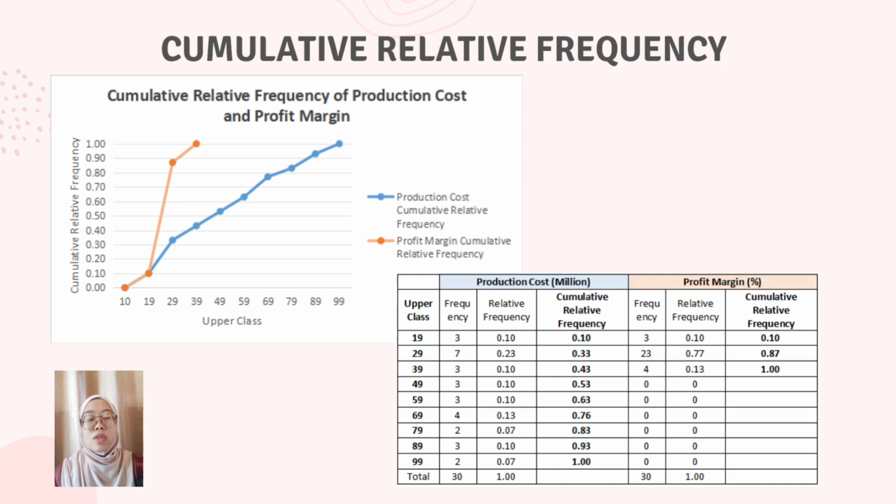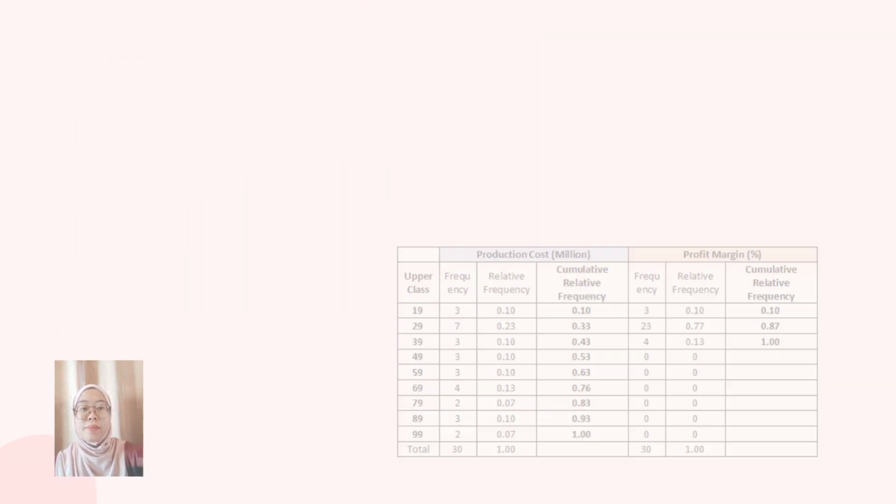So the conclusion is the comparison highlights the critical role of optimizing costs in the lower intervals to align with the range where profit margins are most frequent.